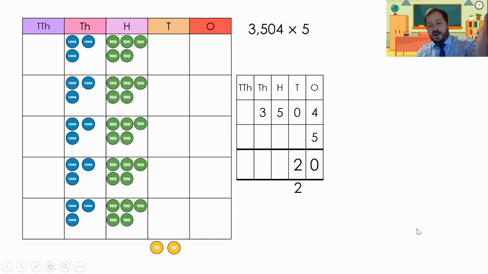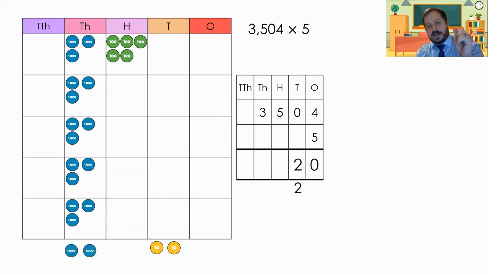And as you can see, we have loads there. So we need to make some exchanges. So we take the first 10, we pull it out and make that into 1,000. The second 10 of hundreds, we pull out, make into another 1,000. That gives us 2 additional thousands and 5 less in the hundreds column.